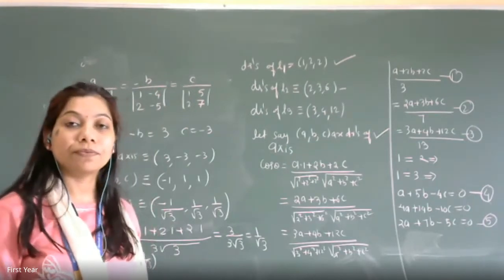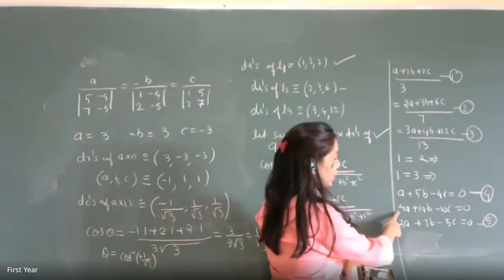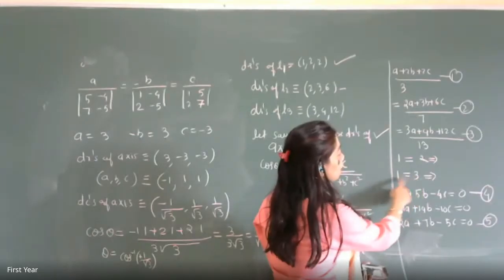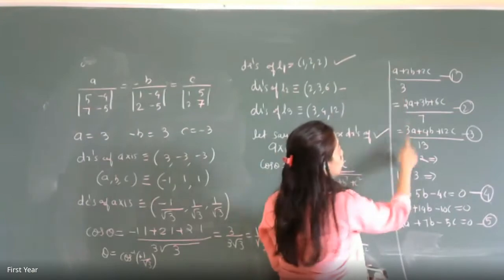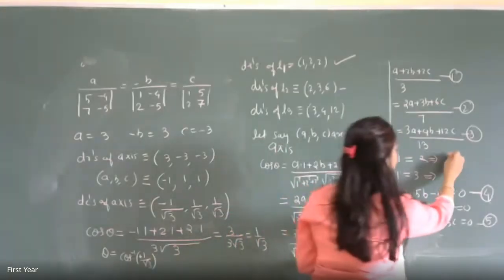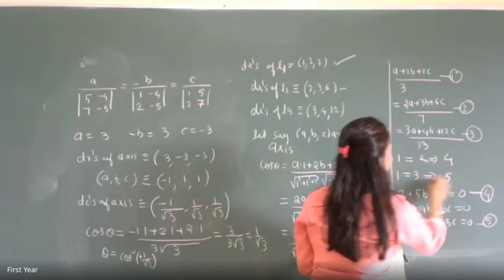Is it okay? Ma'am, how do we get equation 5? By equating this one, 2 and 3? No, downwards. 1 and 3. Okay, I'll write it here. 1 and 2 is 4, and 1 and 3 is 5.